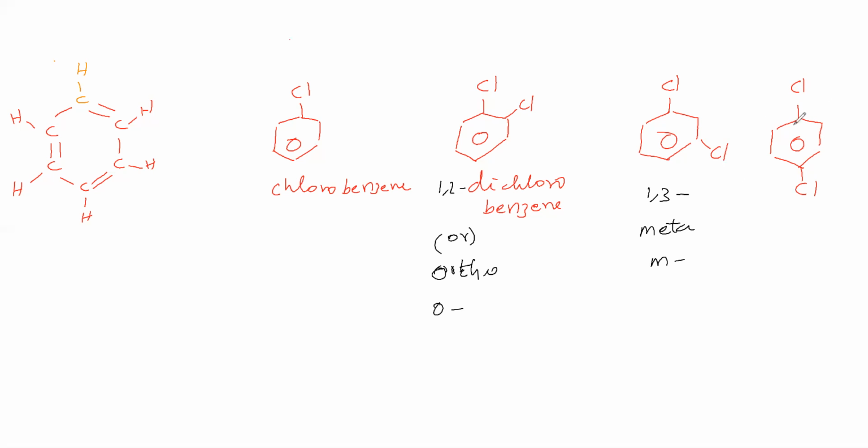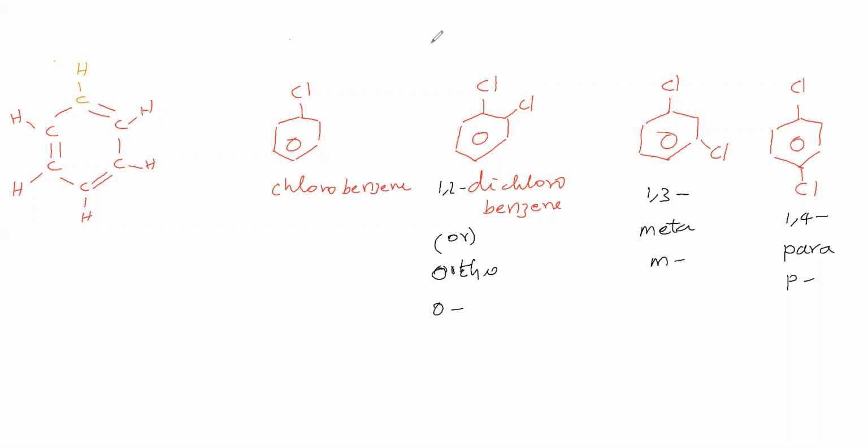This chlorine is attached to this carbon, number 1 carbon. It is second carbon. It is third carbon. It is fourth carbon. So here it is 1,4 dichlorobenzene. This is also called para dichlorobenzene, or P we can say. So in these three, how the dipole moment will be there, that we will see. How the dipole moment in these three molecules.